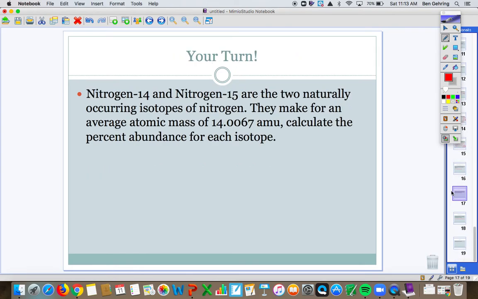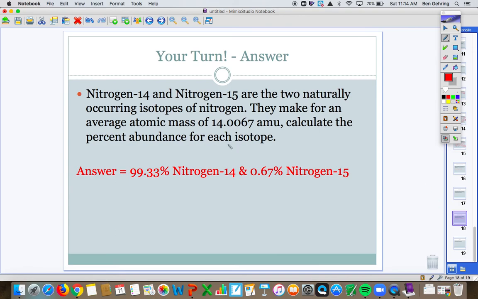Now I want to give you a chance to try this one on your own. So nitrogen is what you're going to solve for. Nitrogen 14 and 15 are two isotopes of nitrogen. They have an average atomic mass of 14.0067 AMUs. I want to know the percent abundances of each of these isotopes. Go ahead and pause this video, work through that. When you hit resume, you'll get your answer.